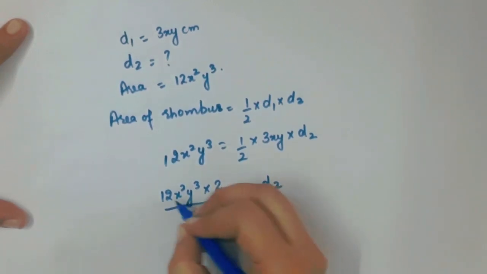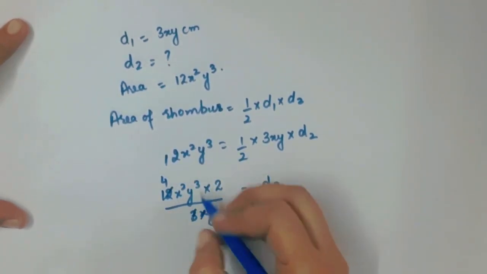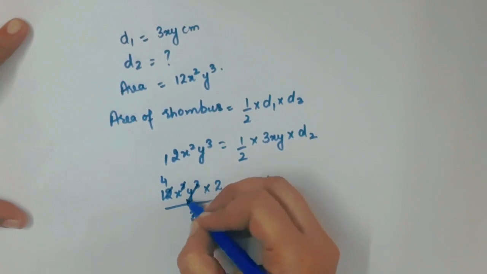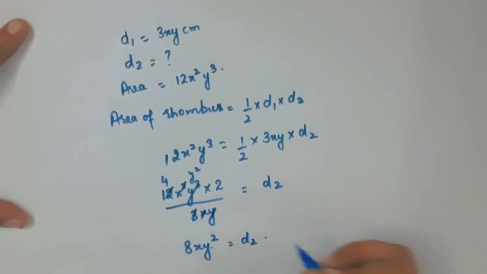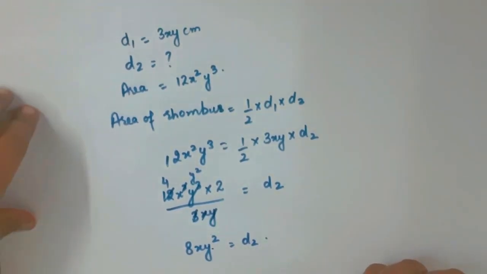Now solve it, cut it, it is 4. Now x is cut with this and this is y square. Now the answer is 8xy square. Therefore diagonal 2 is 8xy square.